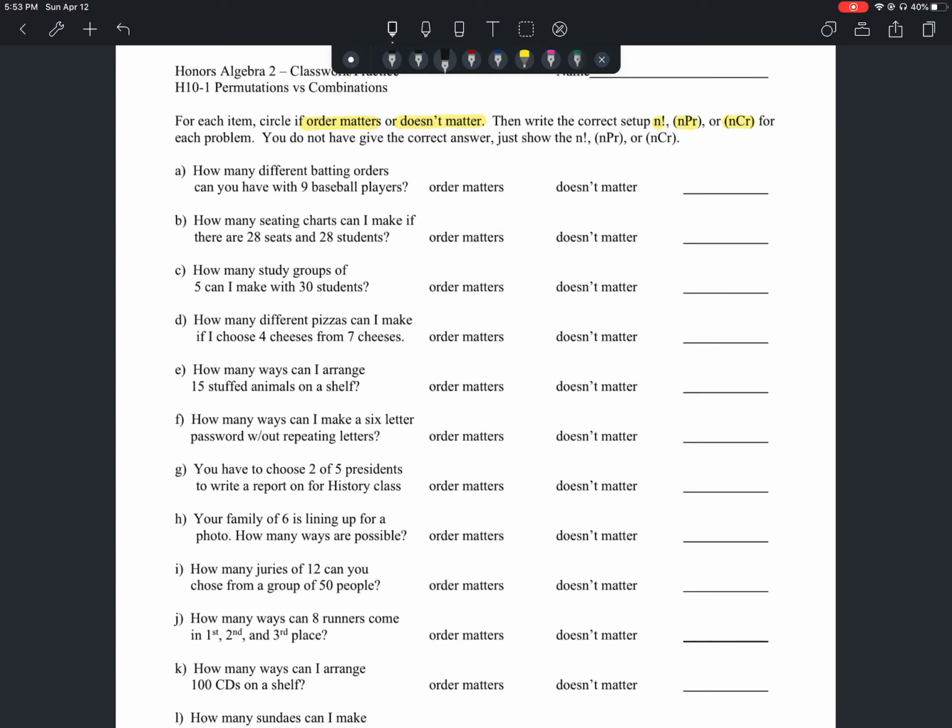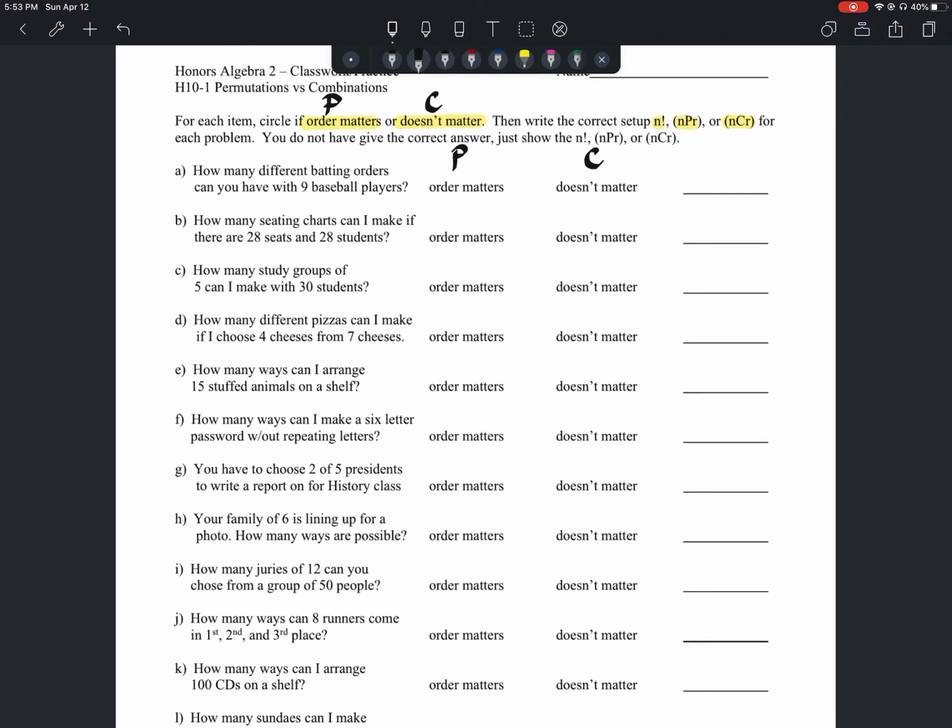Okay, so what we've got here, remember, when order matters, that's a permutation, and when it doesn't matter, that's a combination. So just think about that here, right? Order matters, that means we're circling it, it's a permutation, and if it doesn't matter, that's a combination. Let's go ahead and dive on in here.